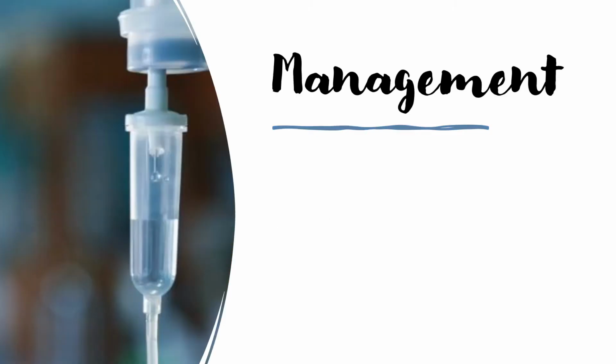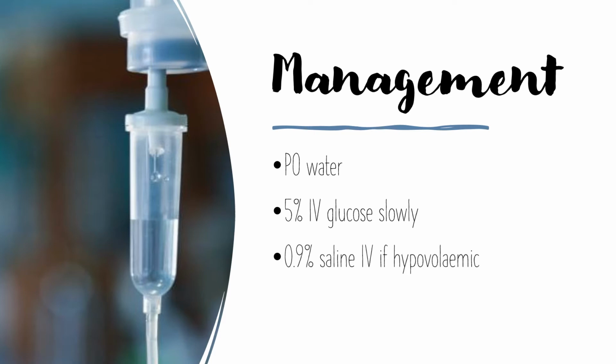How do we treat high blood sodium? Well, we give oral water if possible, and if not, we give 5% glucose via IV very slowly, then use 0.9% saline if the patient is hypovolemic.